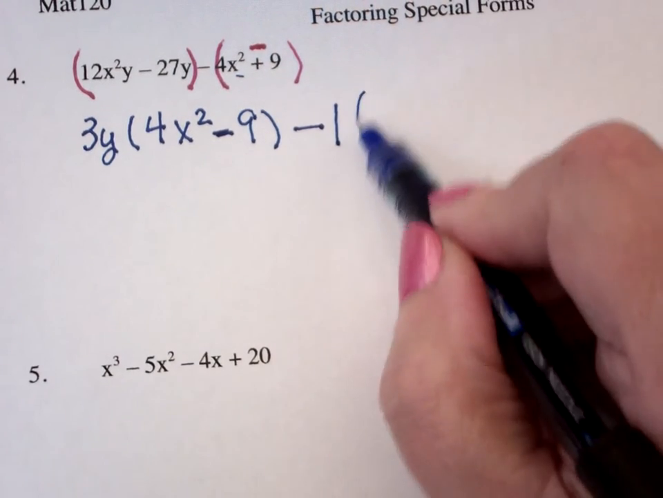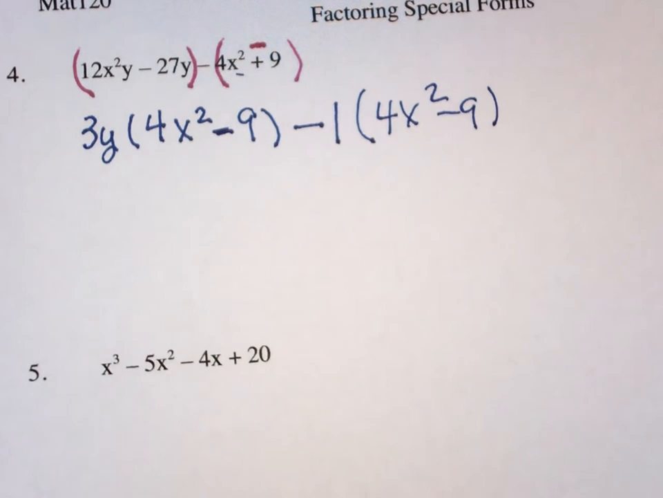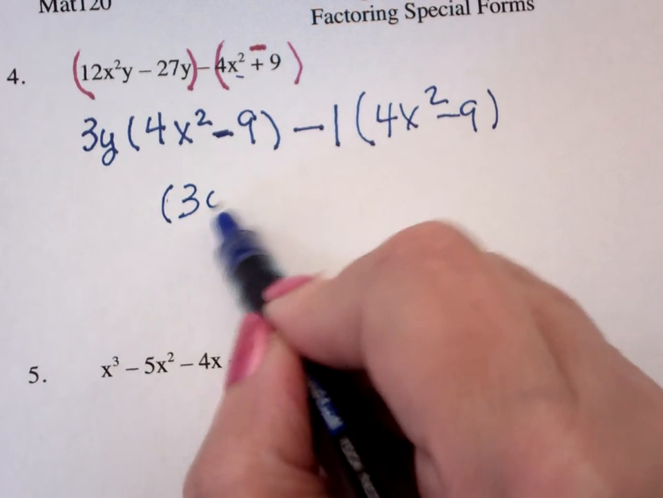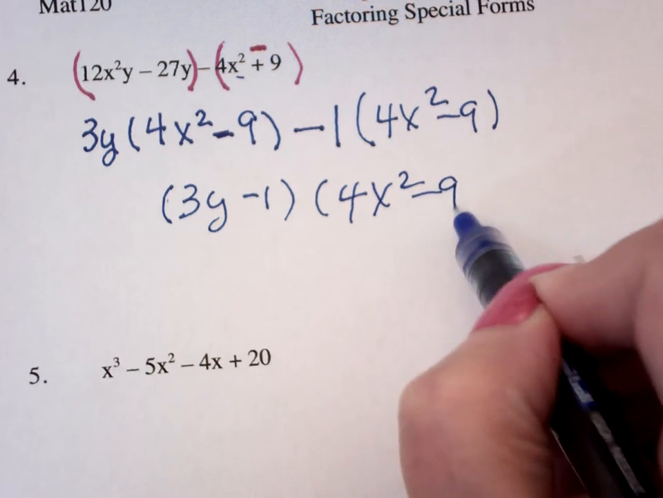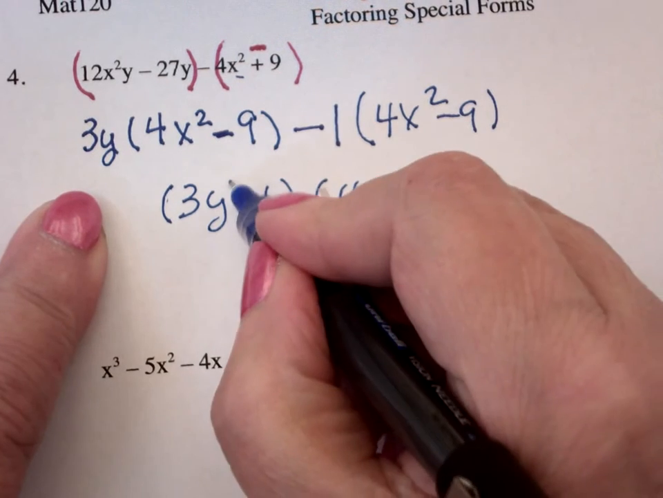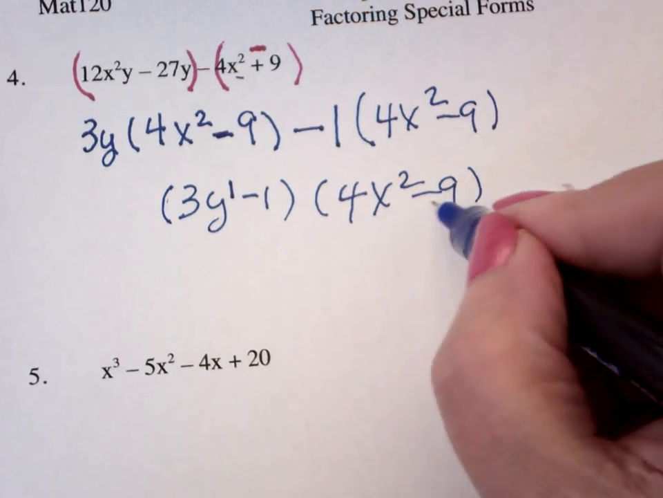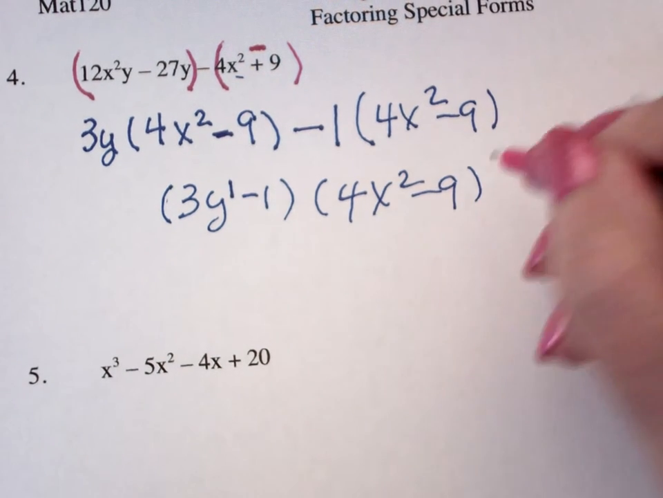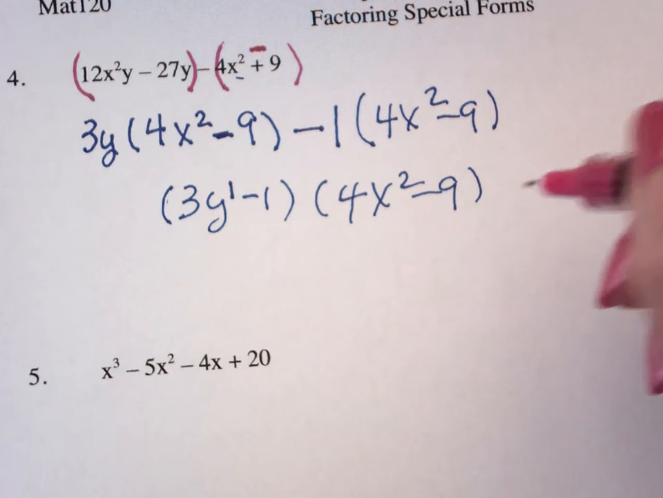1. 4x squared minus 9. So this is going to be a 3y minus 1, 4x squared minus 9. Now I noticed that in the first set of parentheses, the highest power is 1, so you really can't do anything there. However, here the highest power is 2, so that says this might factor again, and does this one factor? 4x squared minus 9.